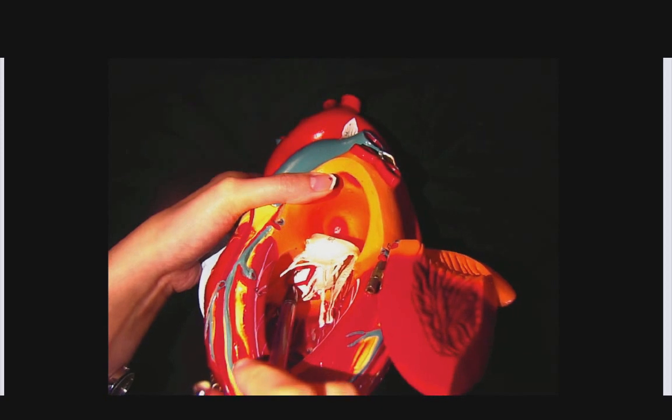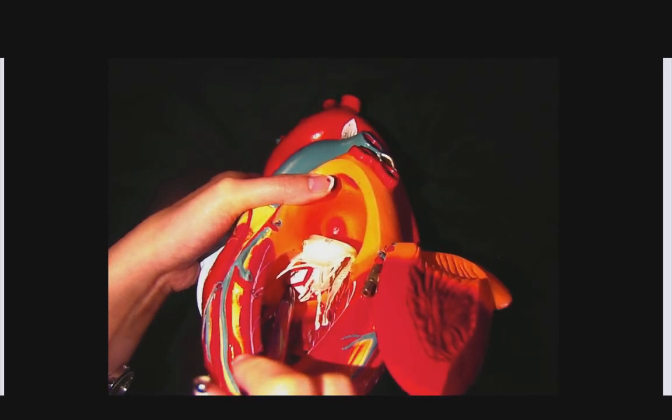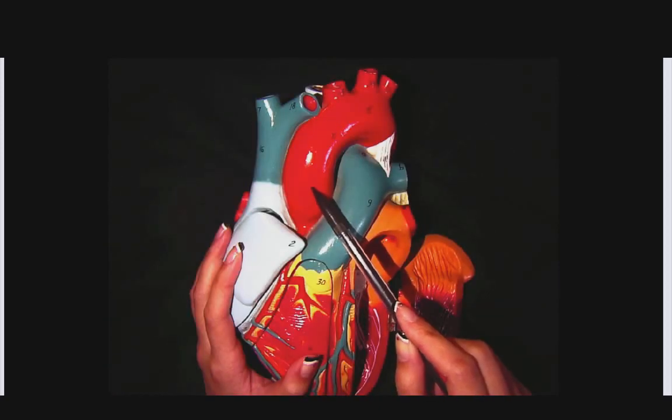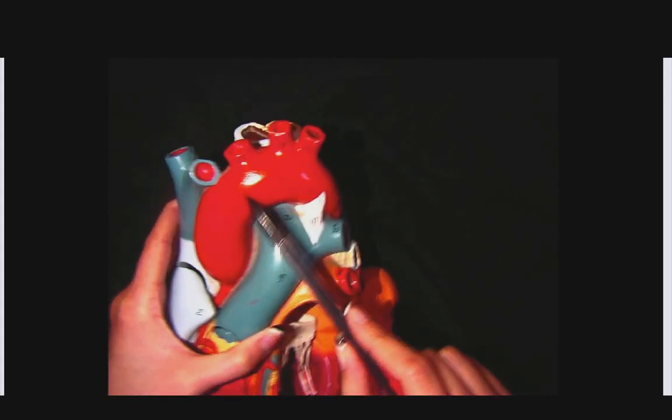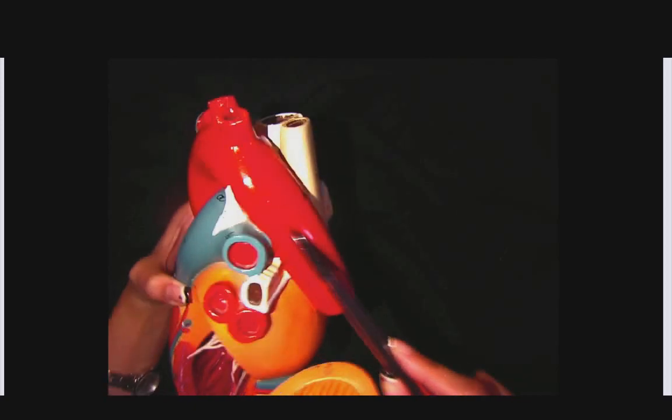Name: aortic valve. Name: aorta, and then we have the aortic arch and descending aorta.